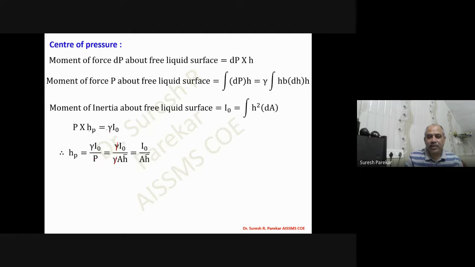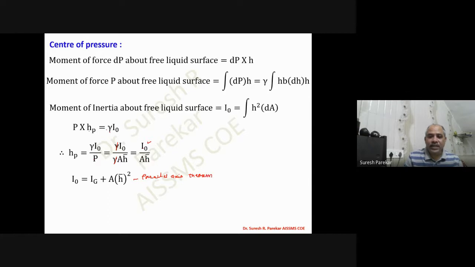I naught upon h bar. Now I naught we will write in terms of IG, and we will get it as I naught is equal to IG plus A h bar square. So this is the parallel axis theorem. We are going to shift it from the free liquid surface to the centroid, and then we will have this.